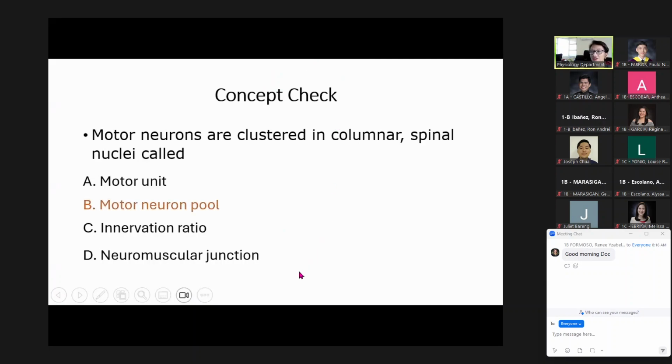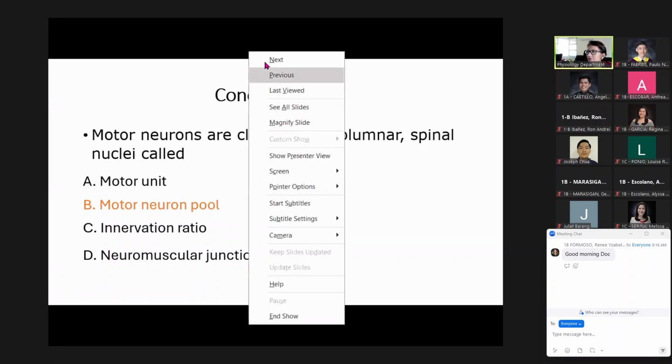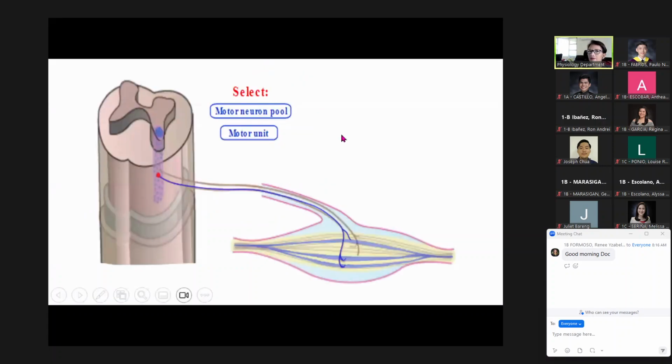That's the answer. But first of all, what is a motor unit? What is the innervation ratio? What is the neuromuscular junction? Anyone who remembers? None. Only the lecturer remembers. Okay, this is in the reading material.